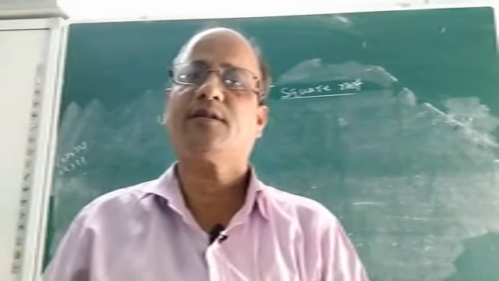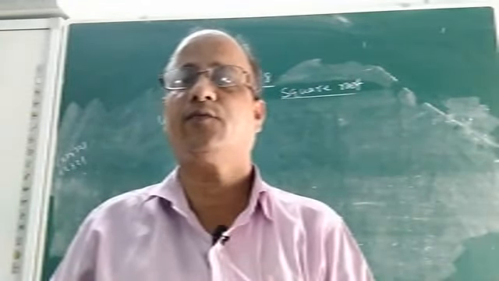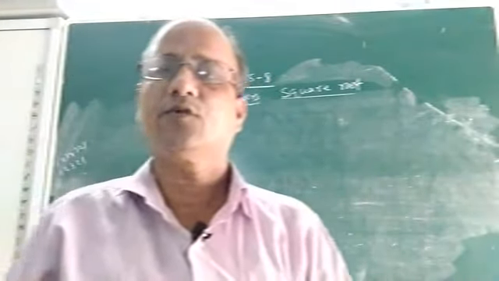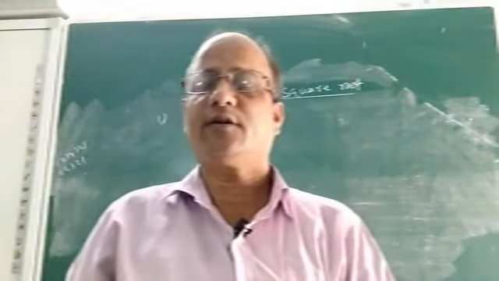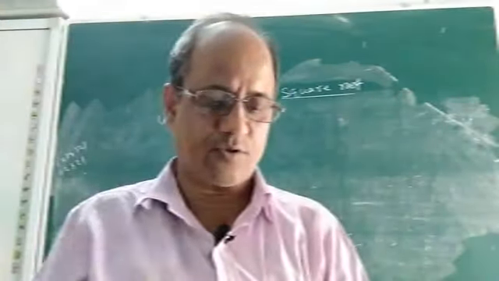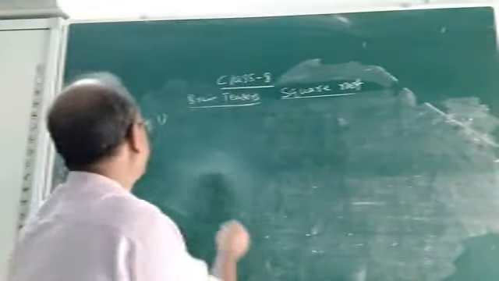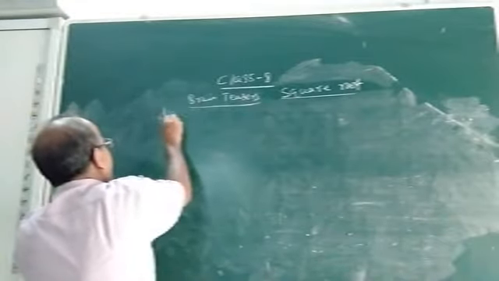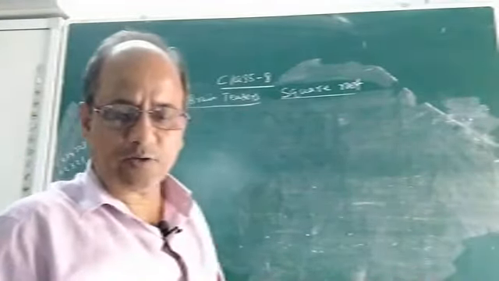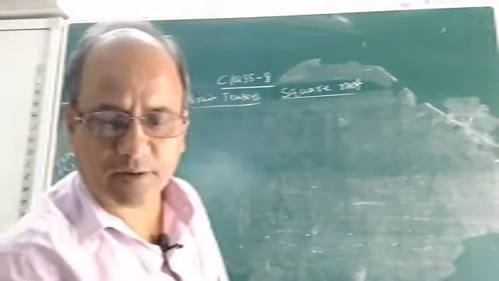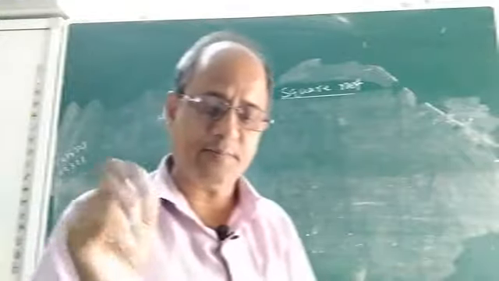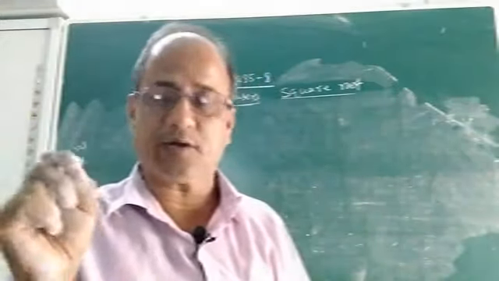Children, in the previous class we were discussing worksheet 5 of your square and square root chapter. So today let us discuss the Brainteaser questions. See, in the Brainteaser, question number 1a is given. The first question is the difference between the squares of two consecutive numbers.